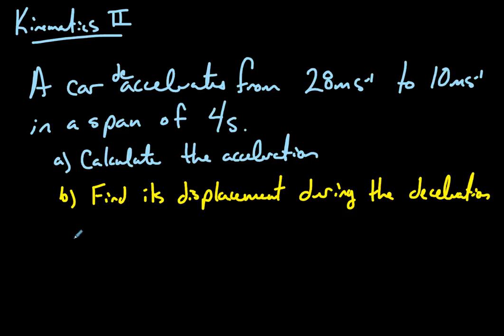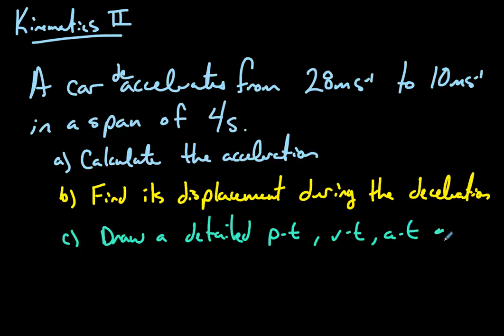And C: Draw a detailed graph. By detailed, I just mean with numbers on it. It doesn't have to be super high end, but just with numbers on it. Draw a detailed position time, velocity time, acceleration time graph of the motion.